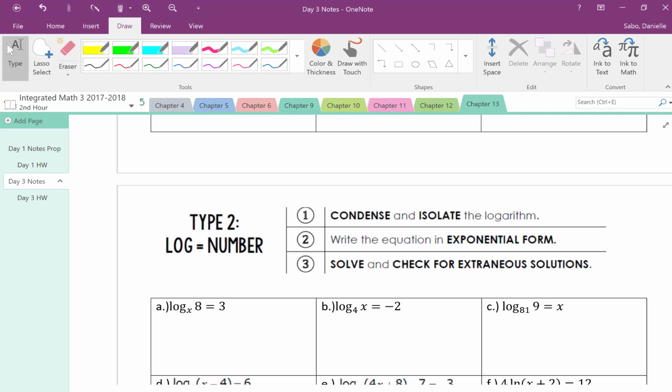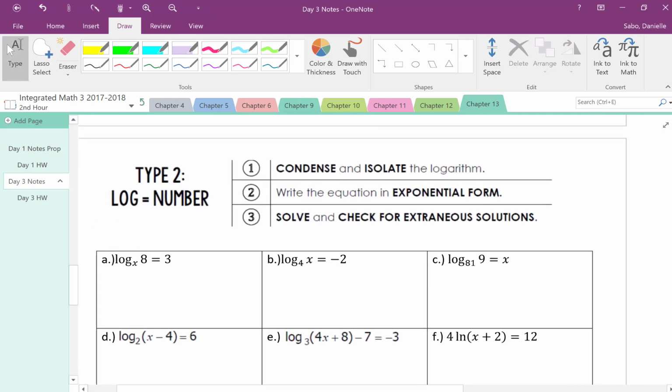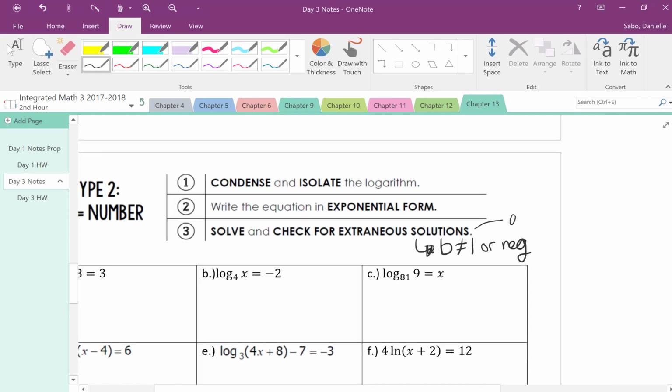Obviously, check for extraneous solutions. Remember, I'm going to put here extraneous solutions. What can't the base be? 1, or negative. You can just say it can't be less than 1. And then what can't the argument be?